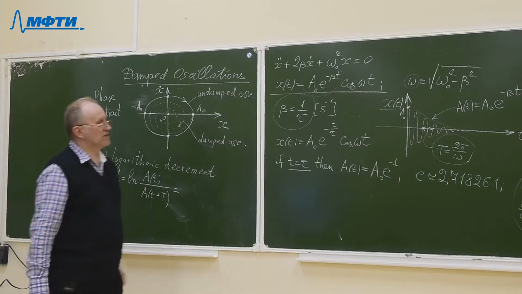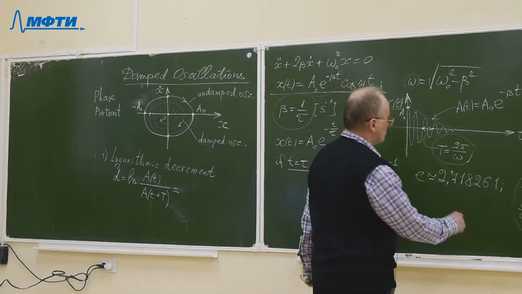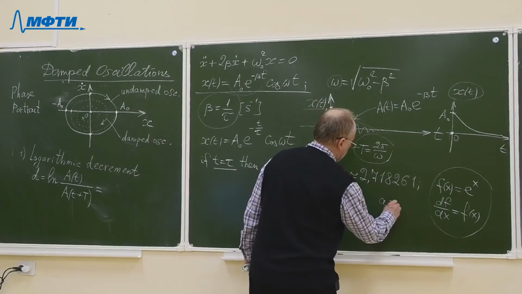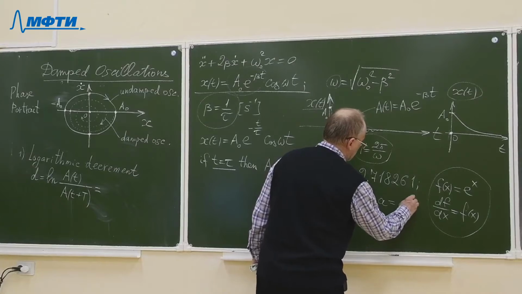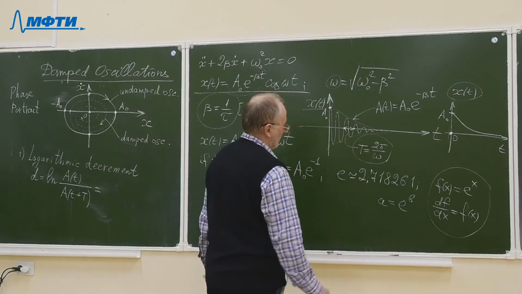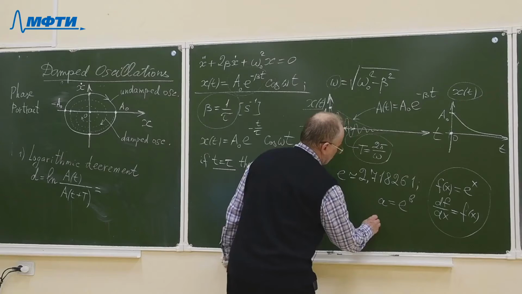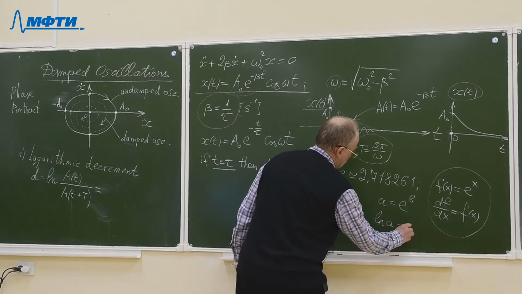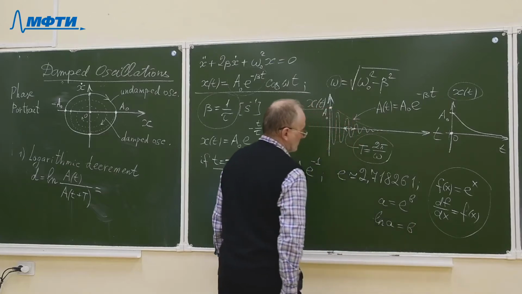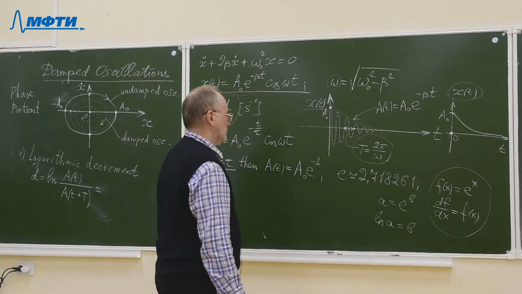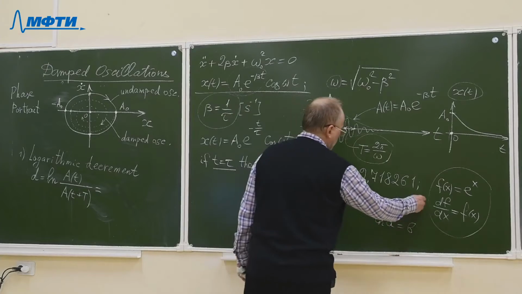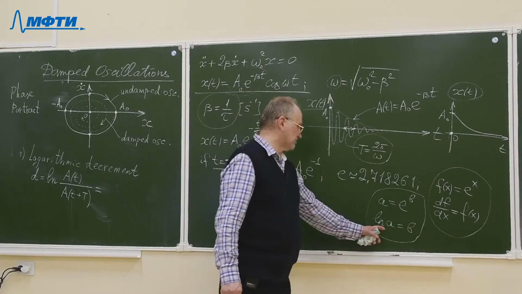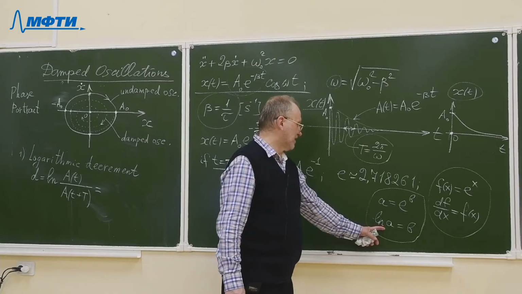And what is the natural logarithm, do you know? If you have a equal to e to the power of b, then the natural logarithm of a will be b. By definition of this function, logarithm.